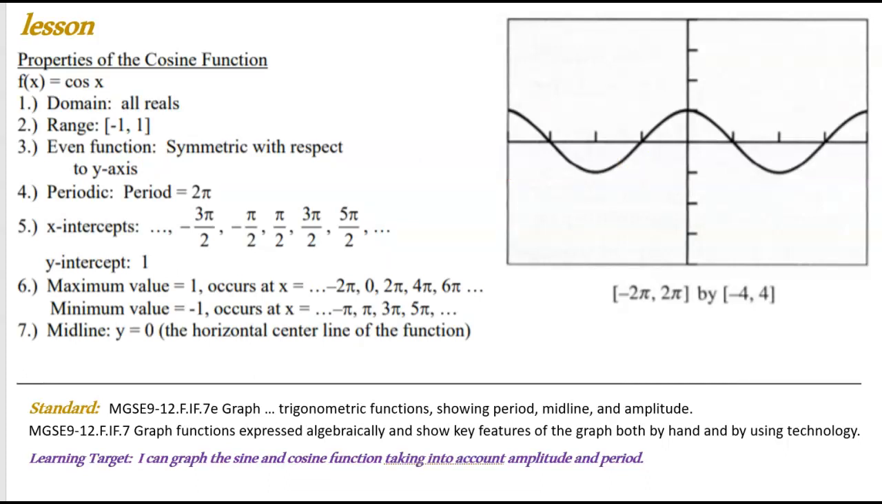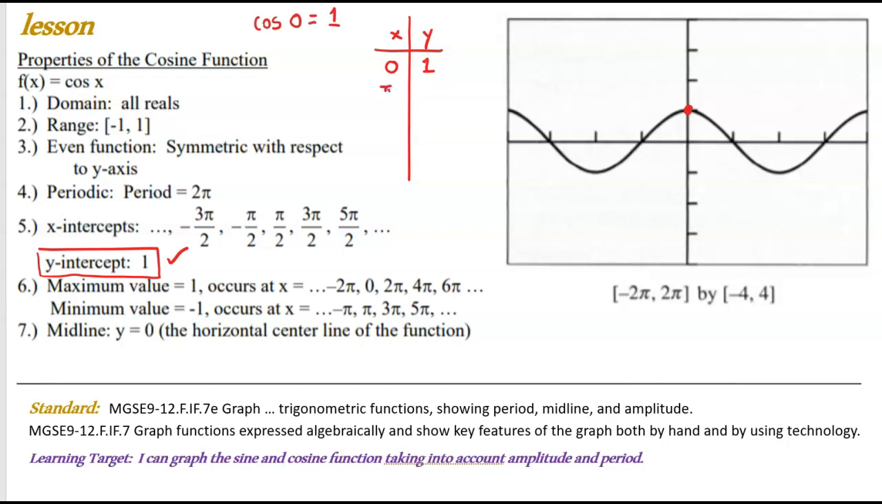Now cosine is a little bit different. The first thing you notice is that it starts up at 1 on the y-axis. So the y-intercept is 1, and the reason is that when I plug 0 into this cosine function, cosine at 0 is actually 1. So the first point on my graph is 1.